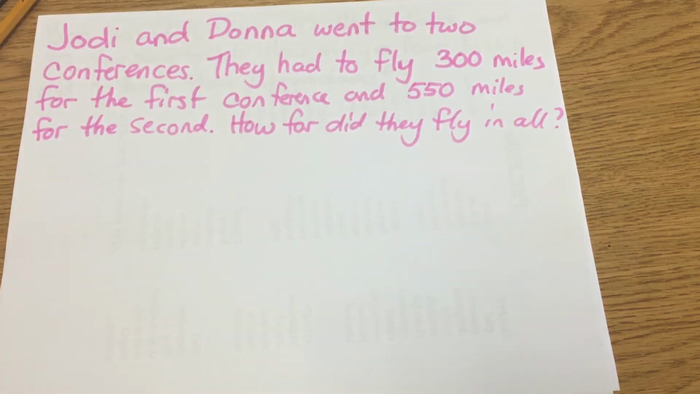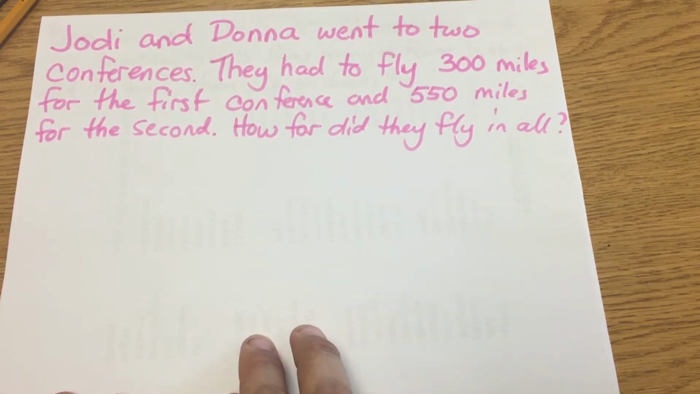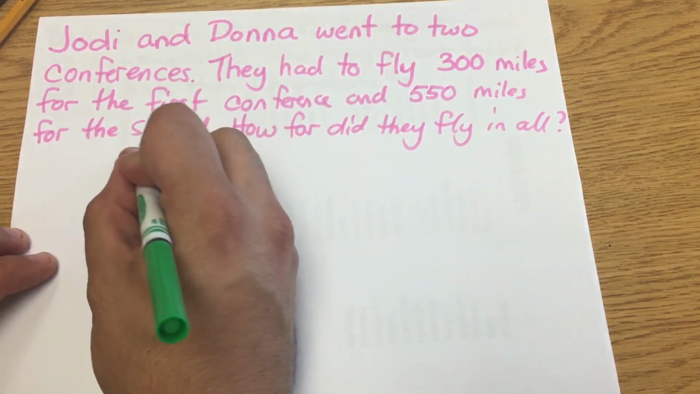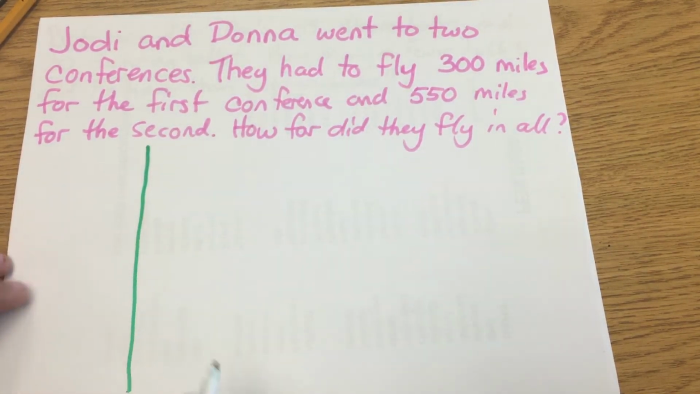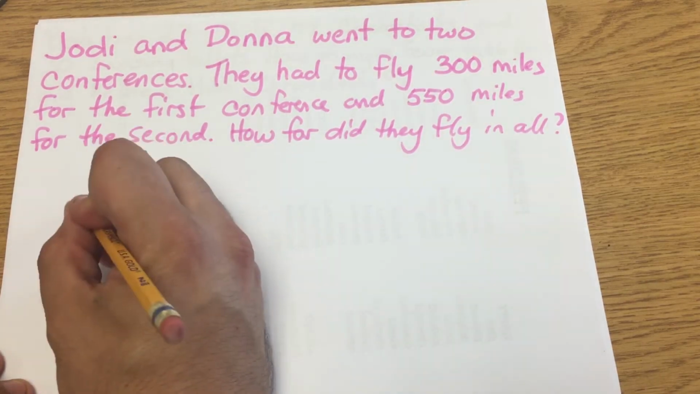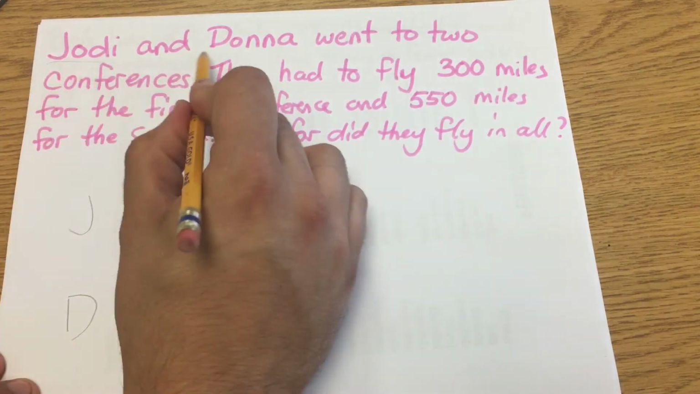We have Jody and Donna, and they went to 2 different conferences. They had to fly 300 miles for the first conference and 550 miles for the second. How far did they fly in all? So in this particular problem, I'm going to again draw this. Now, a lot of students might think that we're going to begin by labeling these as J and D, because after all, we've got 2 names right over here.